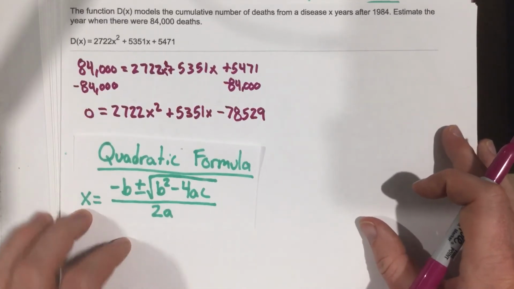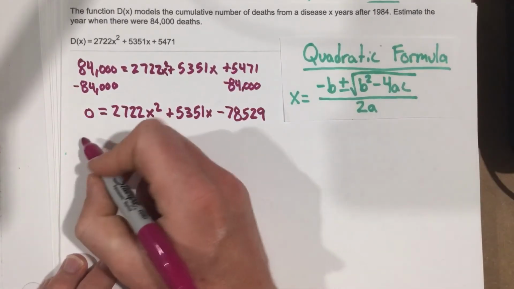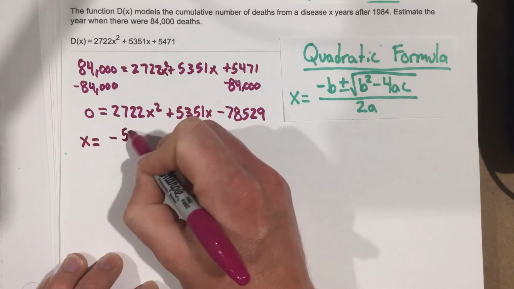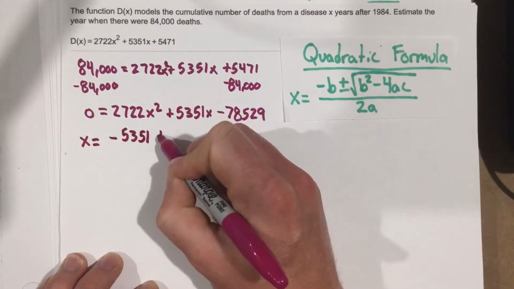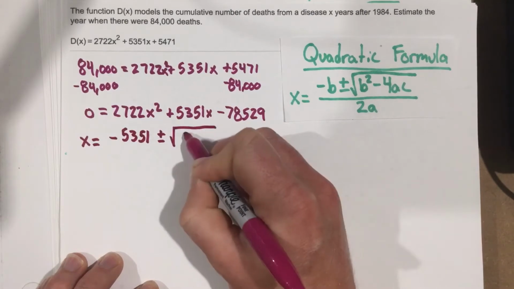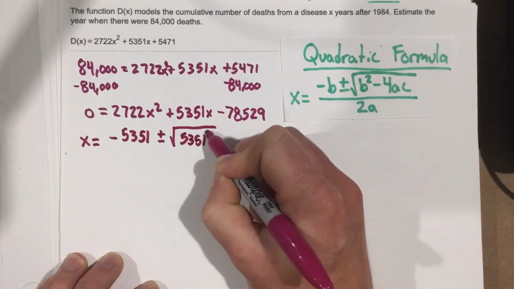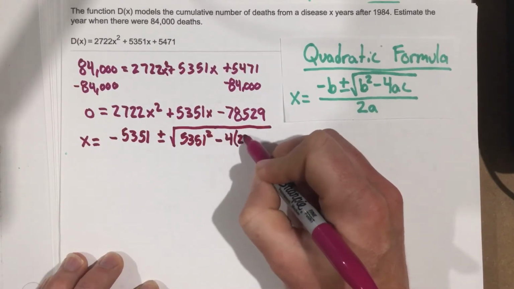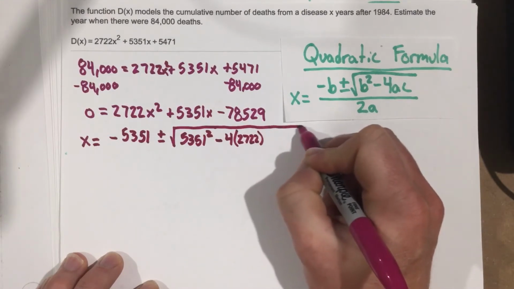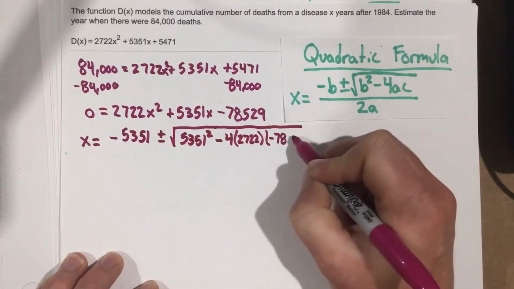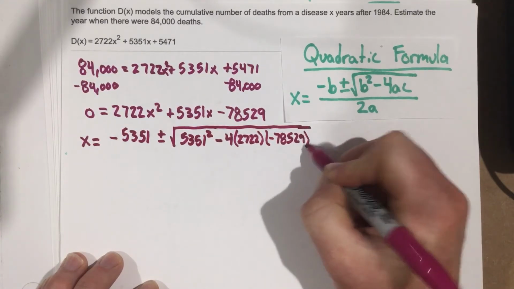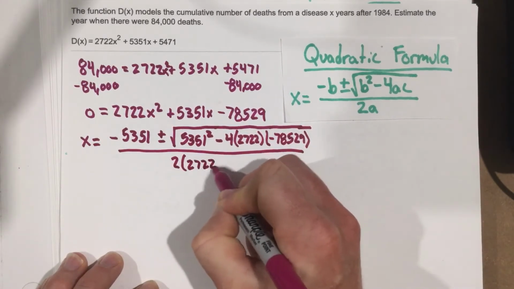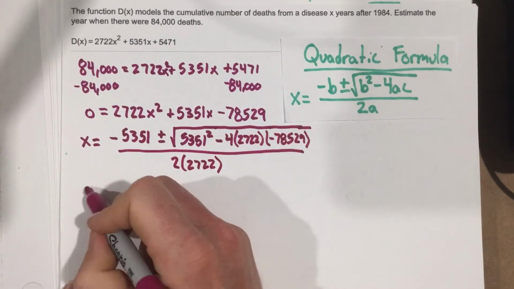So the quadratic formula is written here. We'll start here. x equals negative b, so that's negative 5351 plus or minus the root of 5351 squared minus 4 times a, which is 2722, times c, which is negative 78,529, all over 2 times 2722.